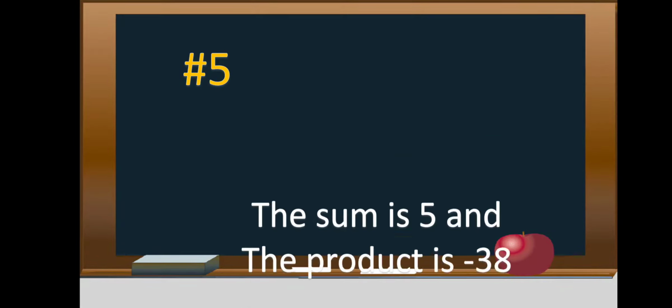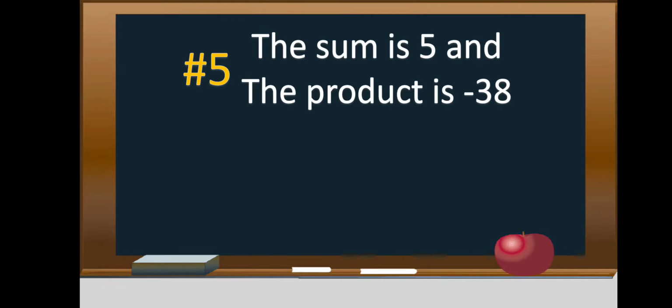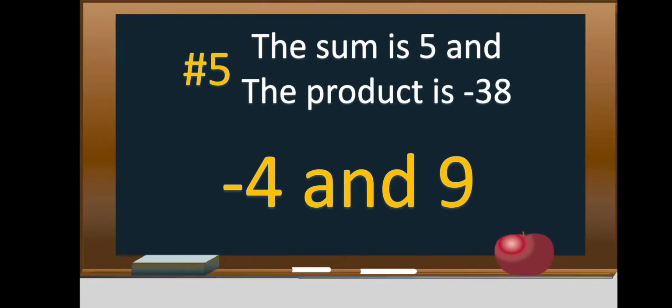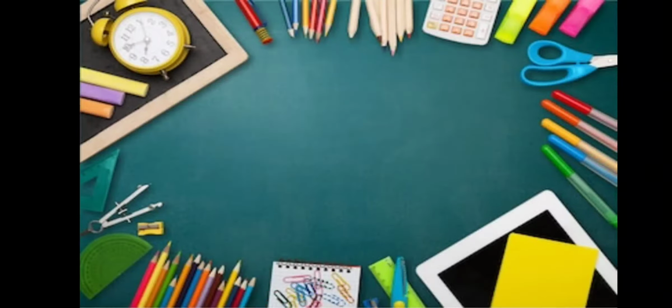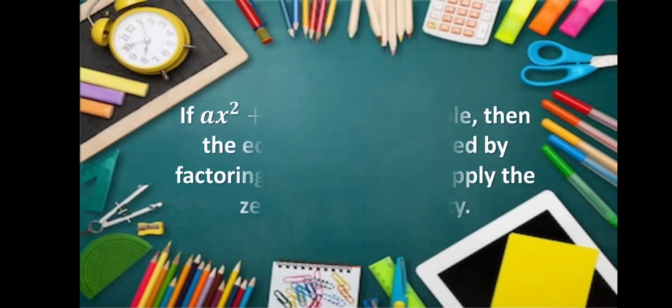Number 5. The sum is 5 and the product is negative 38. What are the numbers? Correct. That is negative 4 and positive 9 because negative 4 plus 9 is equal to 5 and negative 4 times 9 is equal to negative 38. I think you are now ready to proceed in our lesson.